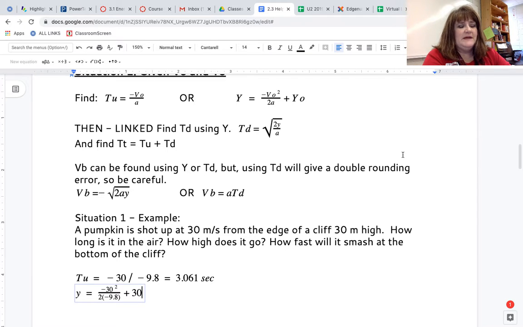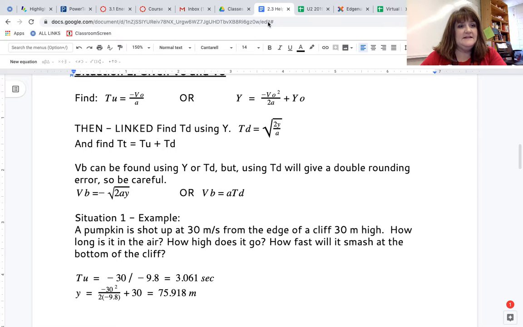And since it's all multiplication and division, it's okay to, well, no, it's not. So you need a double parenthesis here. You've got to have parentheses around the 2 times 9.8 and then around the top, or around the fraction as a whole, and then you can add that 30 to it, and you should get 75.918 meters. Okay, so that's its ultimate height. That's how high it will go. How fast will it smash into the ground? That's going to use our y, so that is linked.